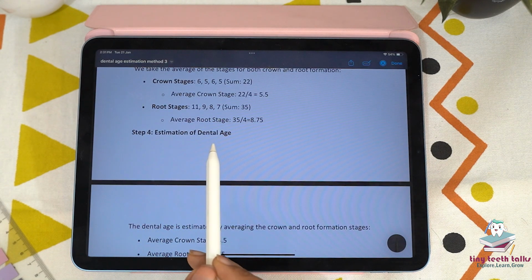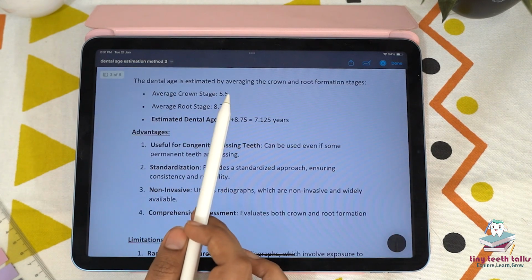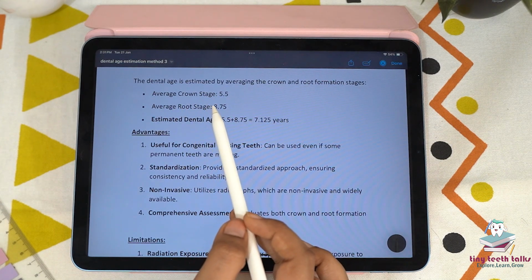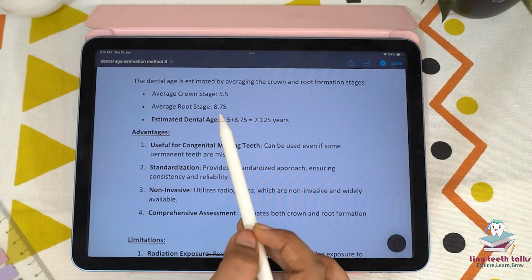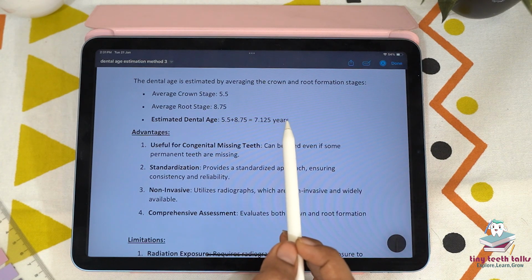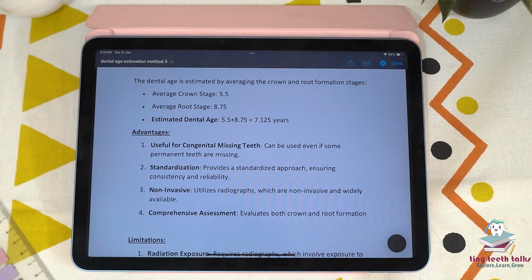Step 4, estimation of the dental age. So the dental age is estimated by averaging the crown and root formation stages. The average crown is 5.5 and the average root stage is 8.75. So 5.5 plus 8.75, divided by 2, is equal to 7.125. So in this example, using Haavikko's method, the estimated dental age of the individual is approximately 7.1 years.